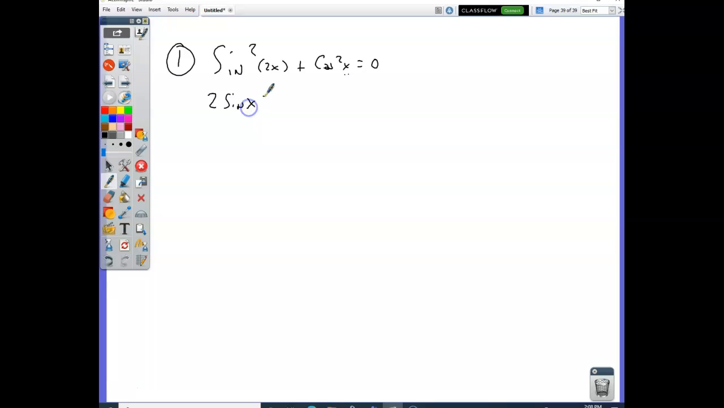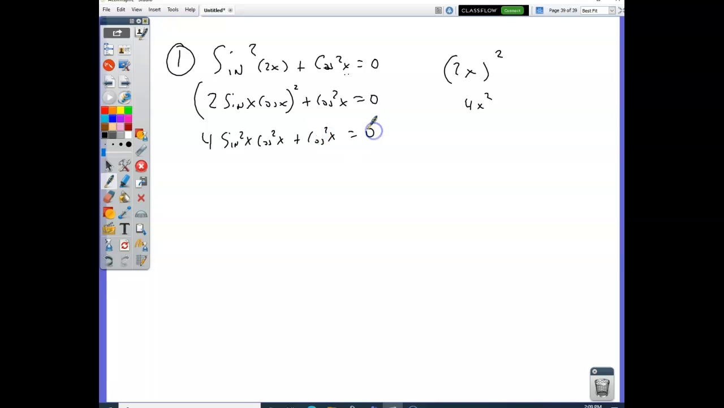2 sine x cosine x for the double. It's still got to be squared, right, though? Okay. Now what, sir? I don't know. Okay, so if I have something like 2x squared, what do I do? Oh, it's 4x squared, right? So we're going to do the same thing here. We're just going to apply it to everything because it's multiplication, not addition. If it's addition, I have to FOIL it, right? There's no addition sign here. This just becomes 4 sine squared x cosine squared x plus cosine squared x equals 0.